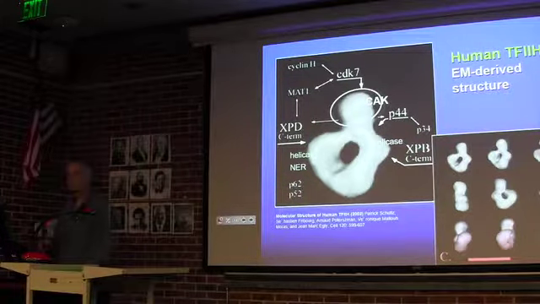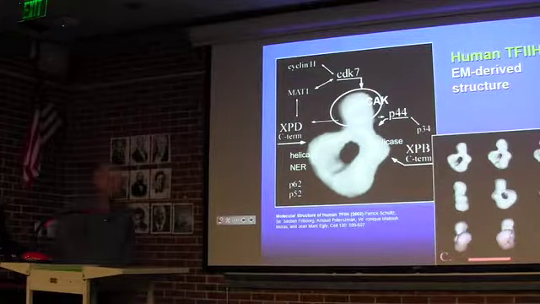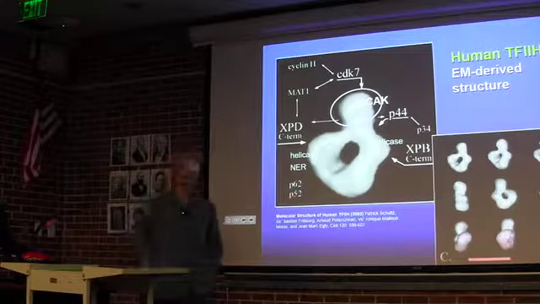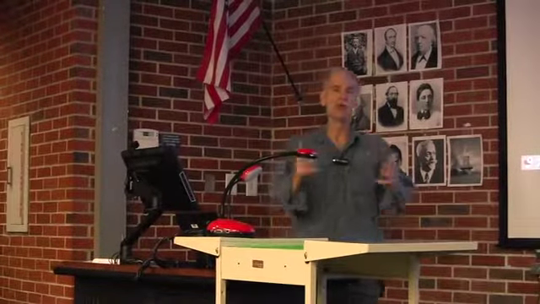And so we know a lot more about it now. For example, these have been some of the questions that I've posed here and to myself. If TFIIH is required for melting the promoter, then how come it has two helicases? What's that all about?